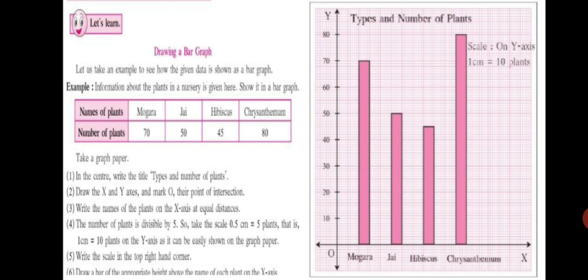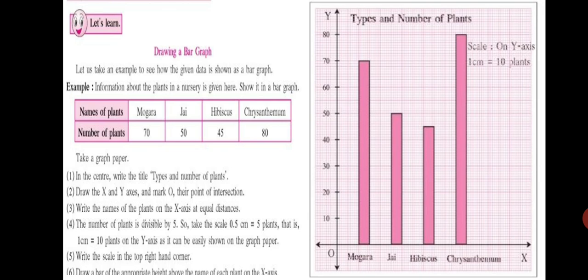Now mogra, look in the table, is 70. So where we see 70, exactly there we mark mogra. Then 50 for jai. So we mark 50. Hibiscus 45 and chrysanthemum is marked at 80. So this way we complete our bar graph.